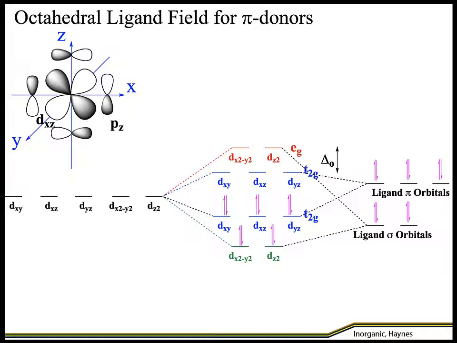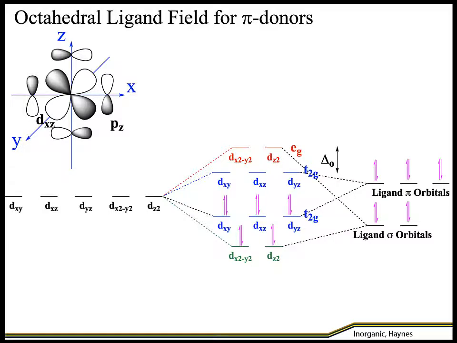And so this is our pi donor set, something like chloride, where we have filled p orbitals along our bonding axes. So this is what we would call a pi donor. Well, like I said, this is describing filled orbitals along our bonding axis. But what if we have open orbitals?